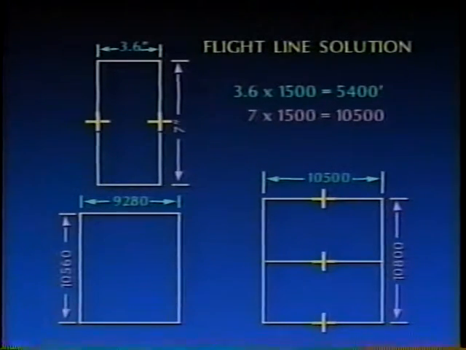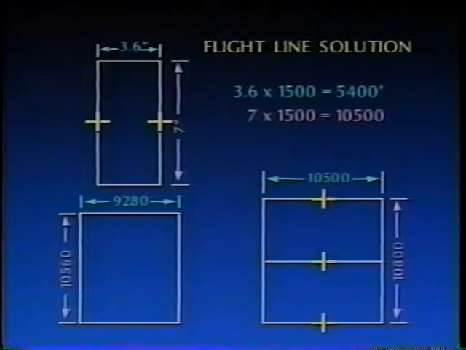Now let's look at the area we can map with one model, which has a 3.6 inch by 7 inch size. 3.6 times 1,500 equals 5,400 feet, and 7 times 1,500 equals 10,500 feet. So one model will map an area 5,400 feet by 10,500 feet.